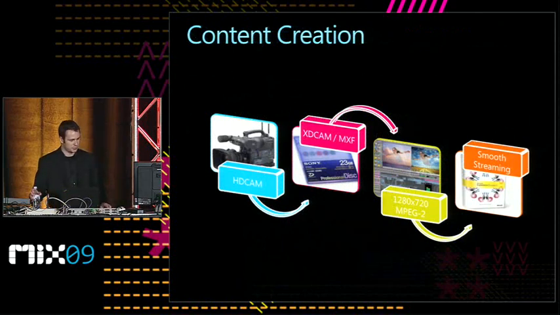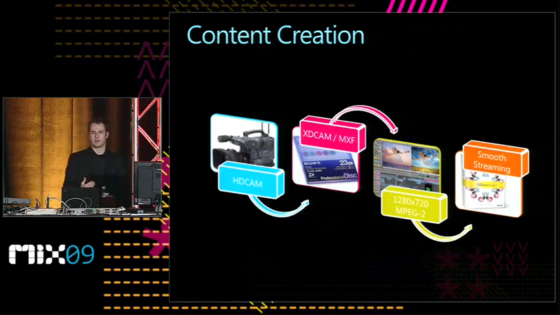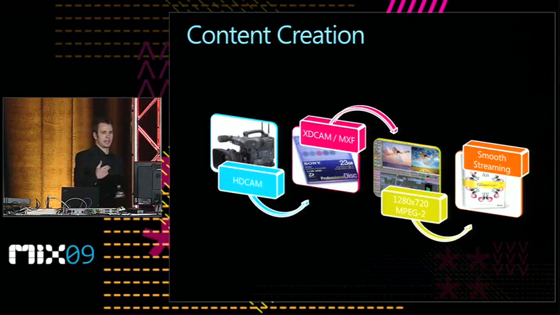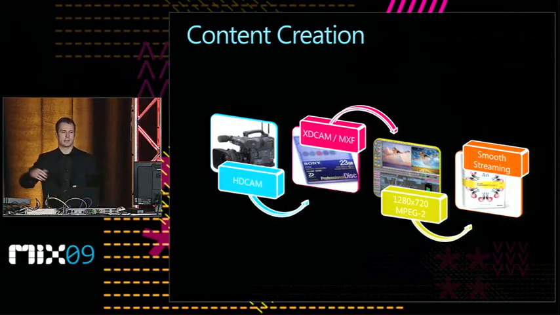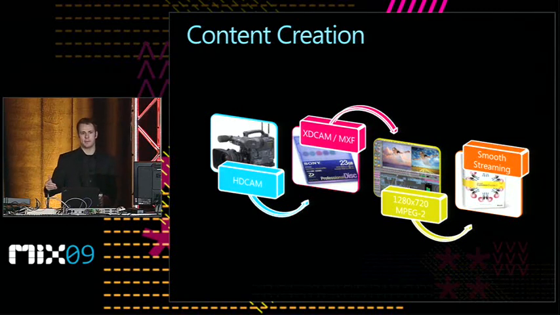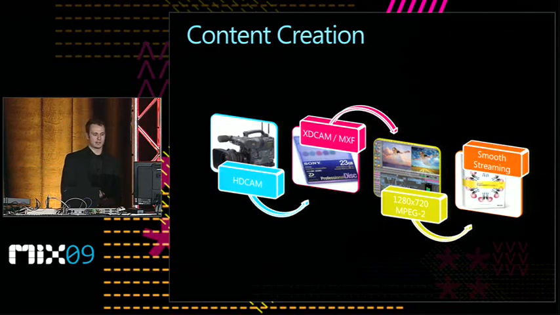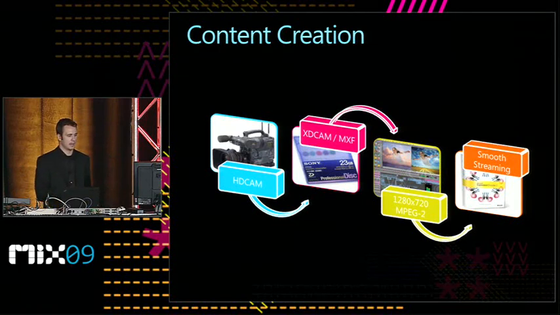As far as content creation goes, their workflow was slightly more complex than we saw in the first example. Most of their content came in on HD cam tapes. Because they came in on tapes and in very high quantity, the easiest way to export that to a file-based format was by dubbing it onto XD Cam, which uses disk storage. Then they were able to copy those videos directly from the XD Cams in MXF format to their nonlinear video editors, do some editing and pre-processing, export those as 1280 by 720 MPEG-2 files, and then import those into the Expression Encoder and encode to the smooth streaming format.